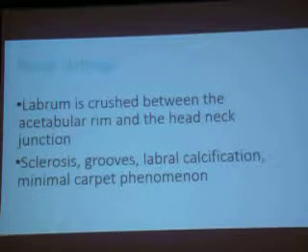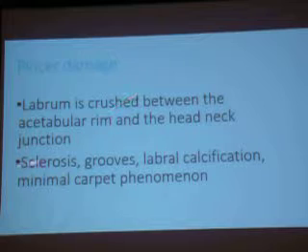Is cam impingement pretty obvious? Everybody understands cam quite well? All right. Pincer impingement. Pincer impingement basically means the labrum is getting crushed between the acetabular rim and the femoral neck. Femur and the acetabulum are squeezing the labrum, crushing the labrum every time they flex and internally rotate.